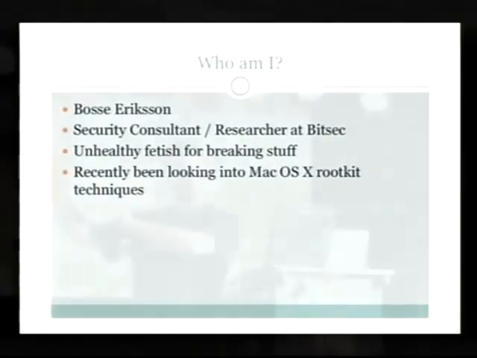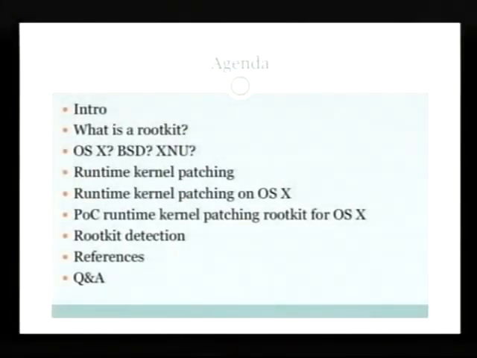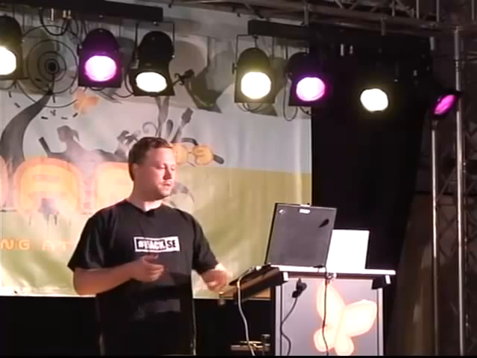I also have somewhat of a healthy fetish for breaking stuff. But we're here to talk about Mac OS X and runtime kernel patching. The first thing we're going to do is talk a little bit about what a rootkit actually is. Then we're going to talk about the usual way of doing kernel patching in the Unix environment. And then we're going to talk about some of the specific parts about Mac OS X. Then we have a short proof of concept. And then we're going to talk about detection and have a Q&A.